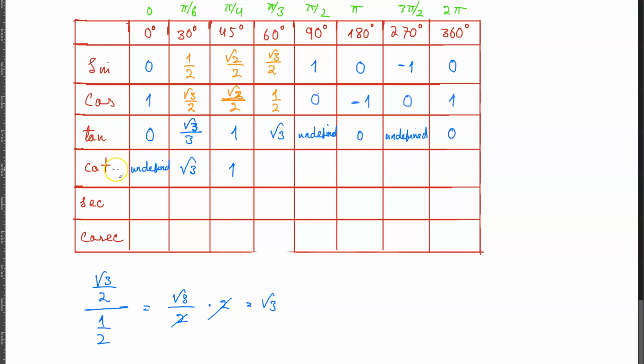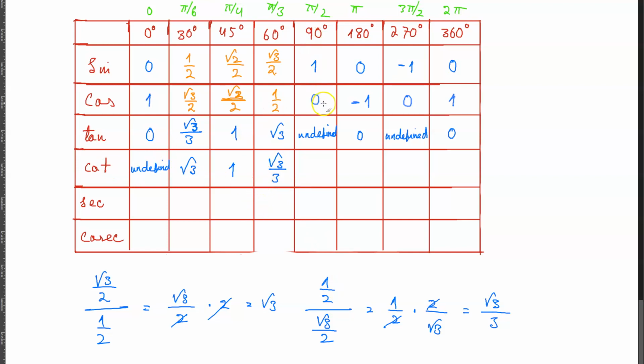And the cot of 60 degrees is 1 divided by 2 divided by square root of 3 over 2. So 1 divided by 2 divided by square root of 3 over 2 is equal to 1 divided by 2 times 2 over square root of 3. That's 1 over square root of 3, which is square root of 3 over 3, right? So that is square root of 3 over 3.